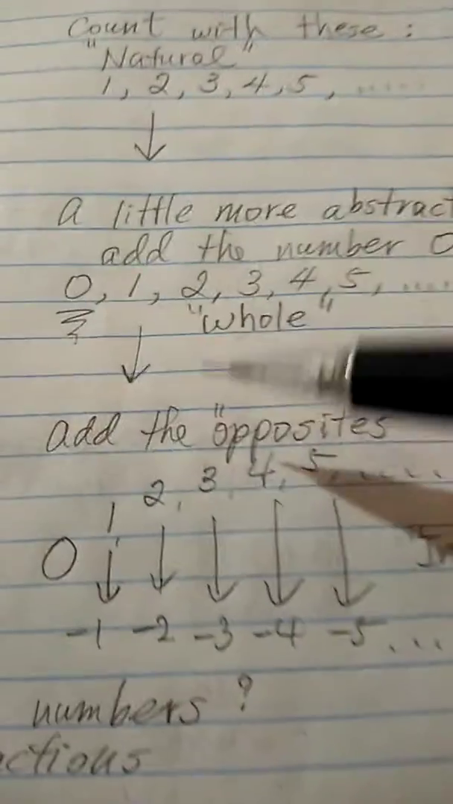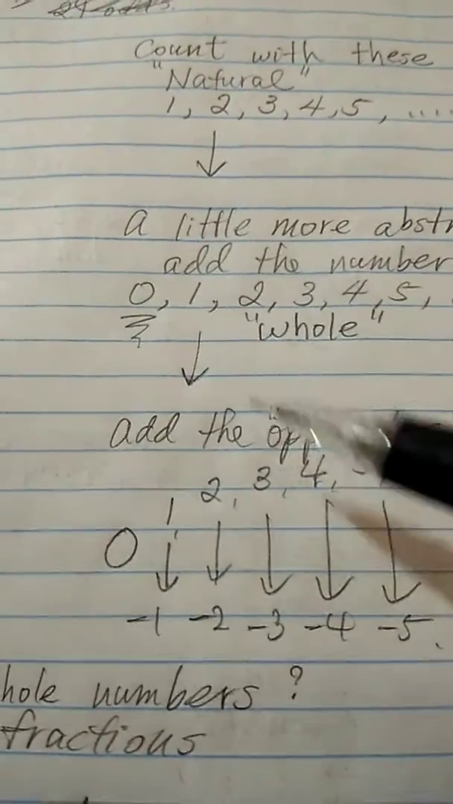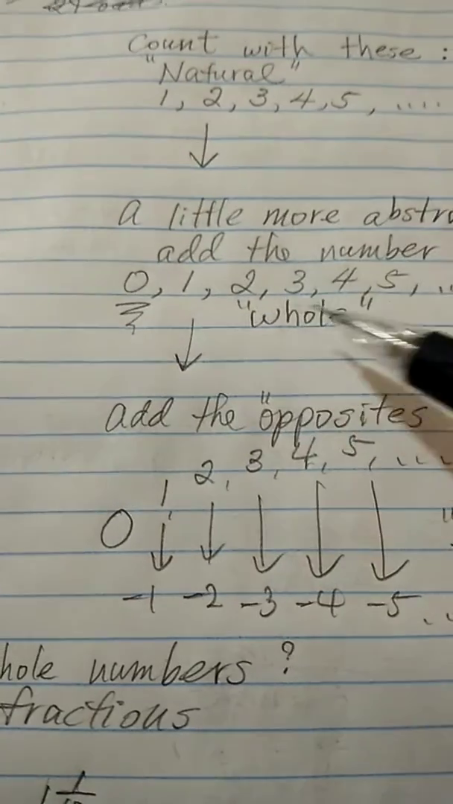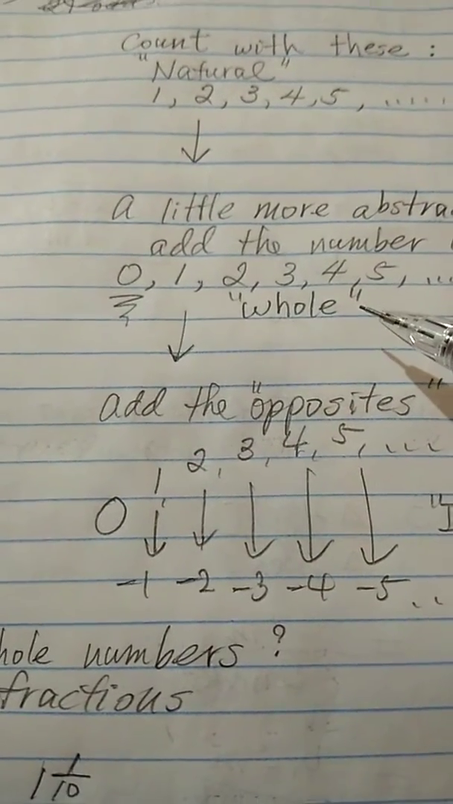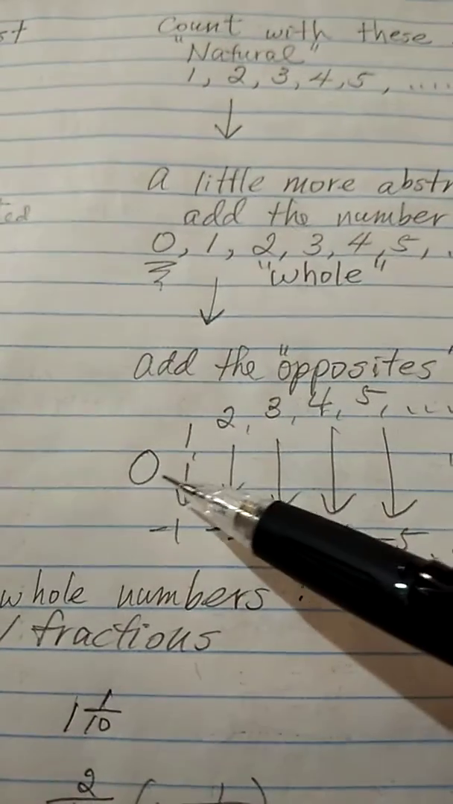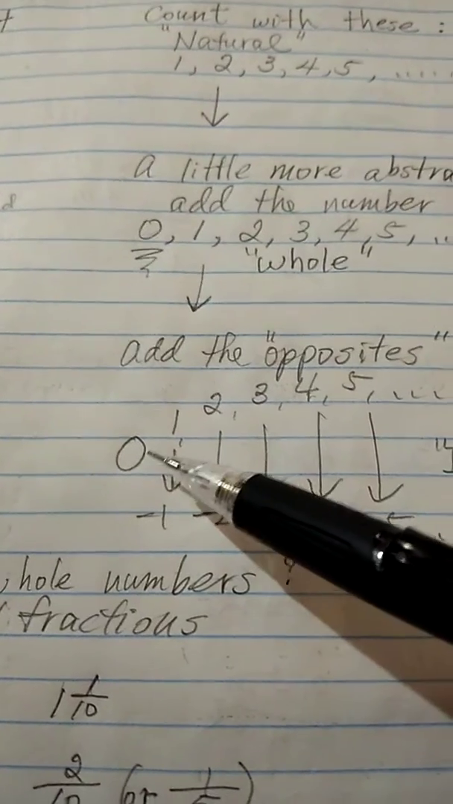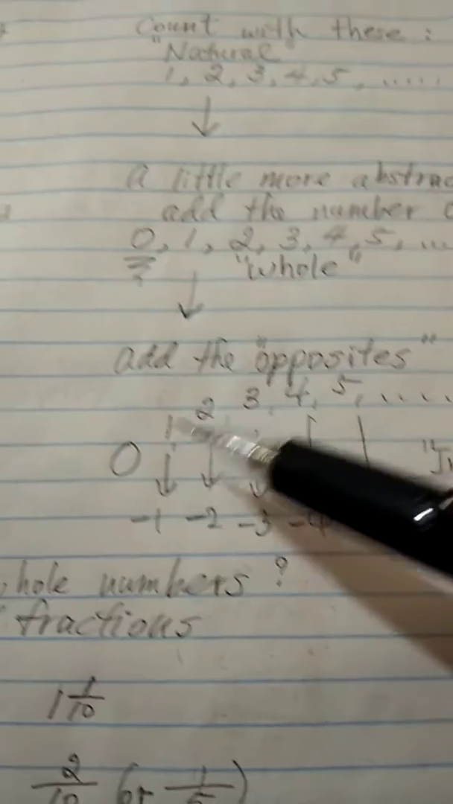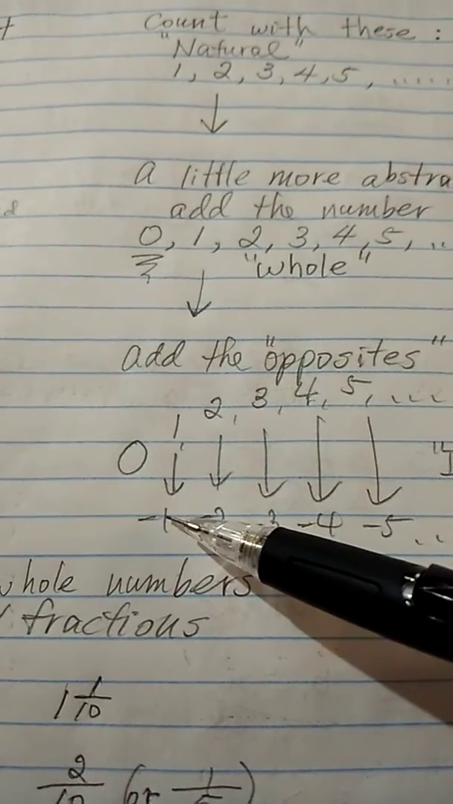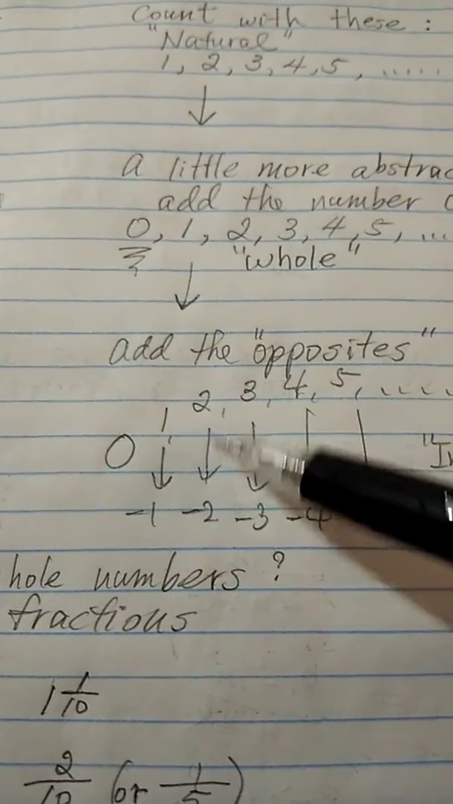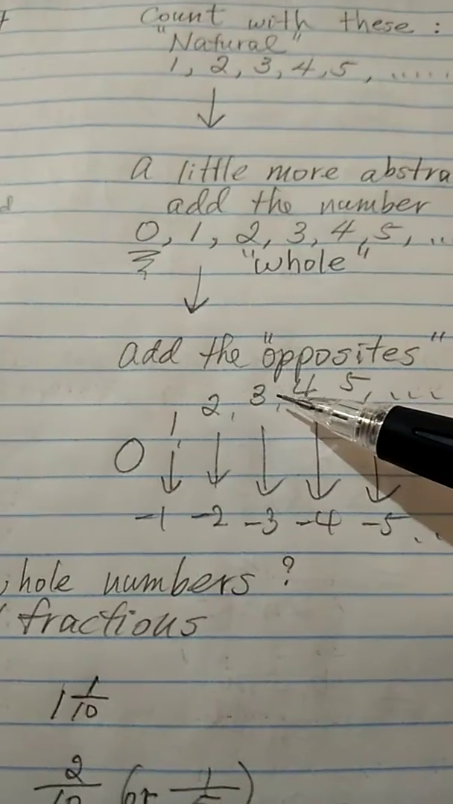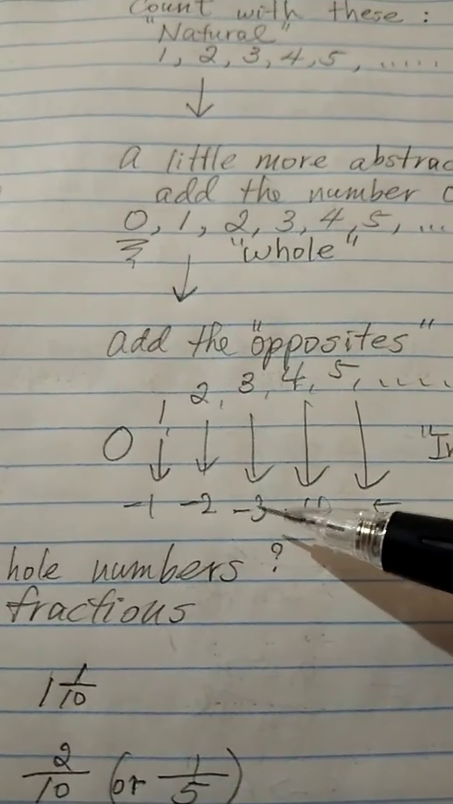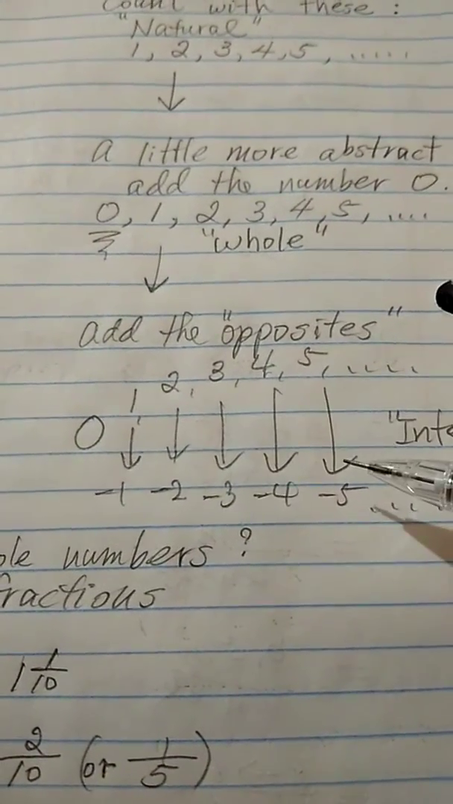And then the next level, if you will, the next category of numbers are all of these whole numbers plus their opposites. So if we were to start with 0 again, 0, 1, 2, 3, 4, 5, what are their opposites? Well, the opposite of 1 is -1, the opposite of 2 is -2, the opposite of 3 is -3, and so on and so forth.